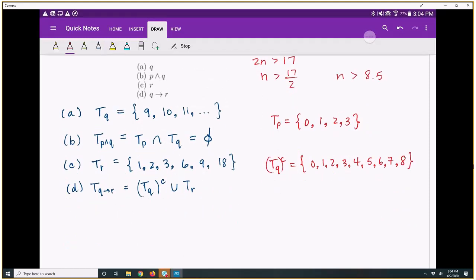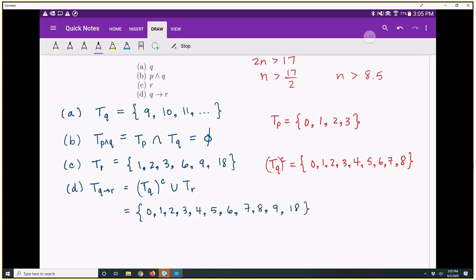So we're looking for the union of this set with the truth set of R. So it should be 0, 1, 2, 3, 4, 5, 6, 7, 8. That's coming from the complement of the truth set of Q, and then in addition, from the truth set of R, I get 9 and 18.